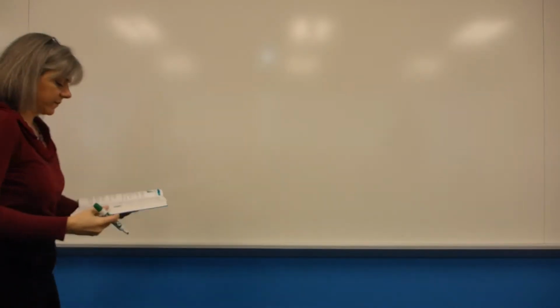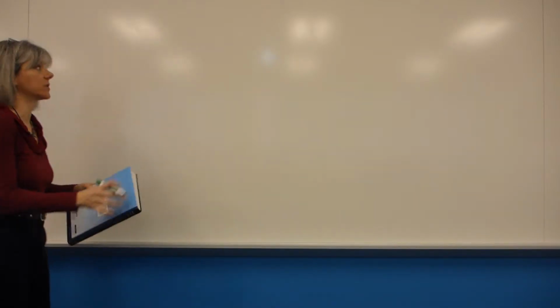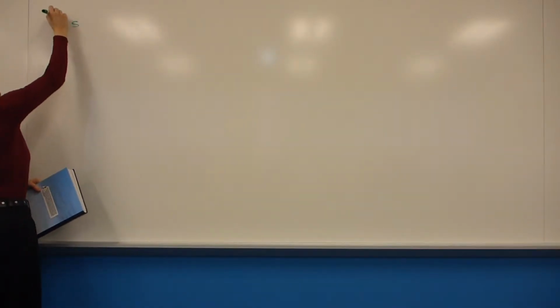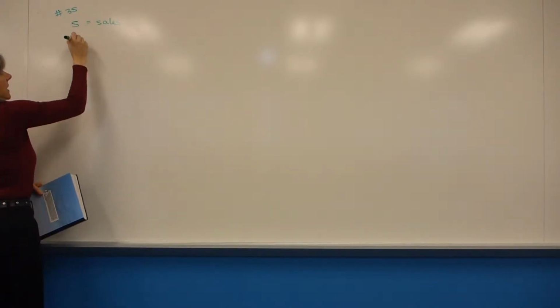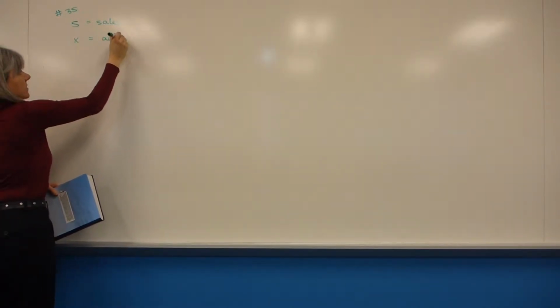Okay, so this is review for related rates. So here, I'm going to read number 35 to you. A retail store estimates that weekly sales S and weekly advertising cost X, both in dollars. So right there, it's identified what the variables mean. So that's okay to write that down. It's all right to say, this is number 35. It's all right to say S equals sales and X equals advertising cost.